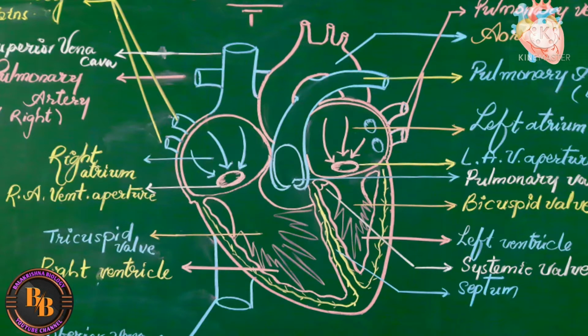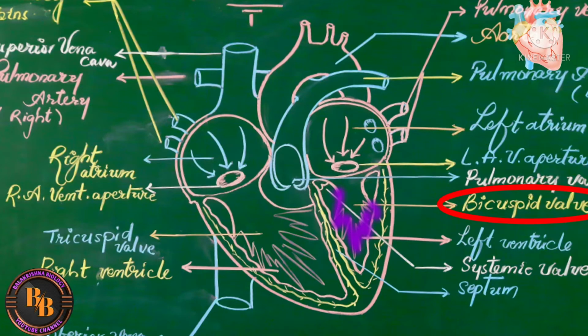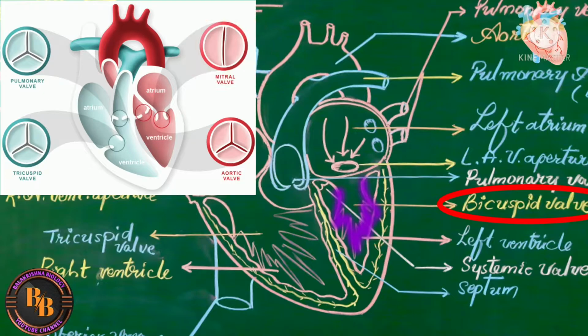Next, the second aperture is the left auriculoventricular aperture. This is a hole-like structure present between the left atrium and left ventricle. Through this aperture, blood flows from the left atrium to the left ventricle only. At this place, there is a valve called the bicuspid valve, also called the mitral valve. It allows blood flow from the left atrium to the left ventricle only.